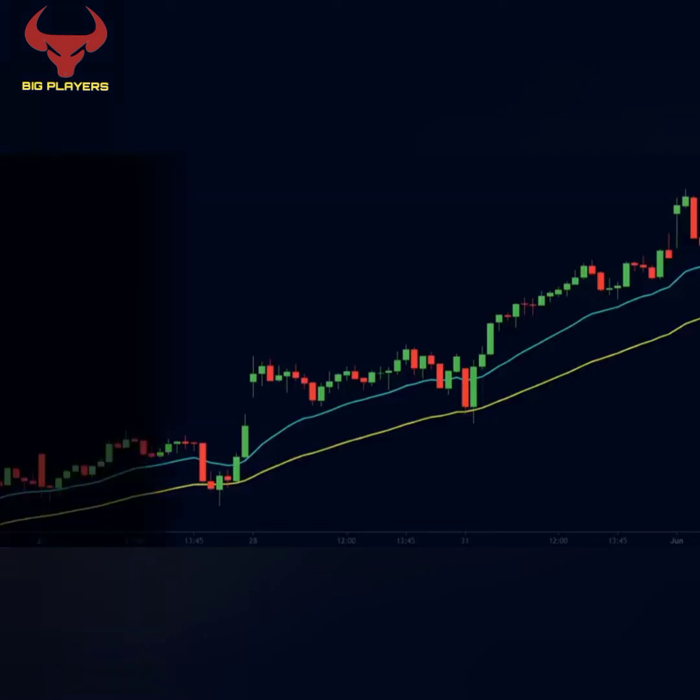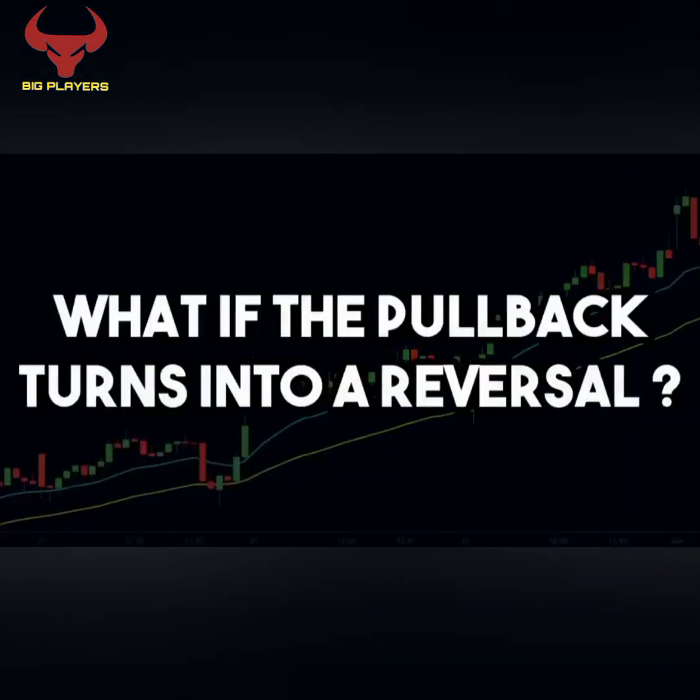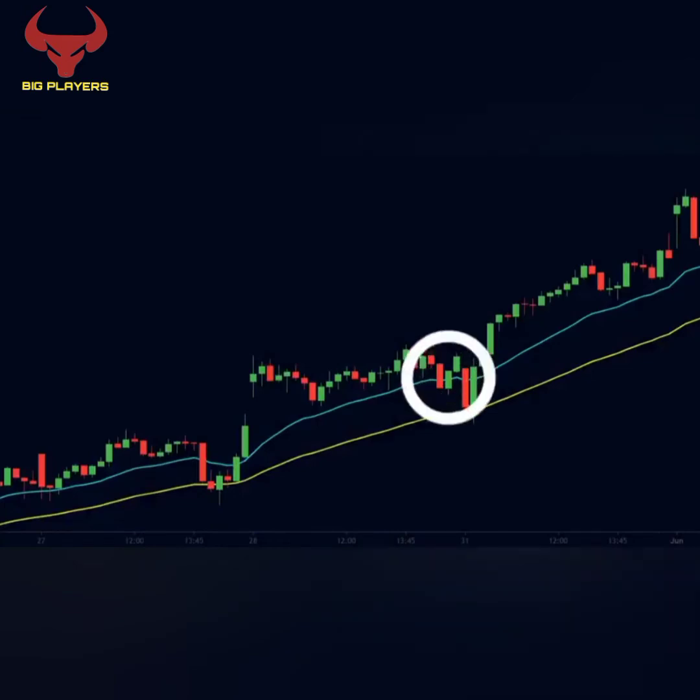Now, a big question is, what if the pullback turns into a reversal? What if the price touches the 20 EMA and never comes back? How do we know that it is a pullback and not a reversal? The answer to that is the 50 EMA. When the pullback occurs, we want the pullback to touch the 20 EMA, but it cannot cross the 50 EMA. Once the price crosses the 50 EMA, our setup will be invalid. Hence, we want the pullback to stay above the 50 EMA.